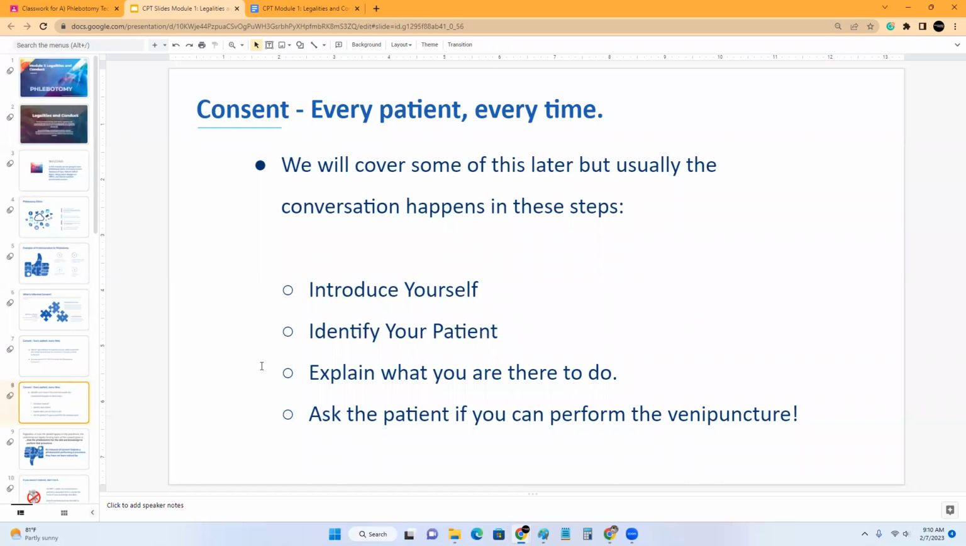During your consent process, it is important to introduce yourself, identify your patient, explain what you're there to do, and then ask them for that consent.